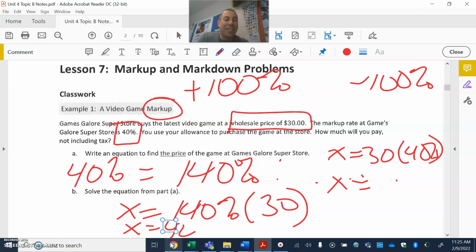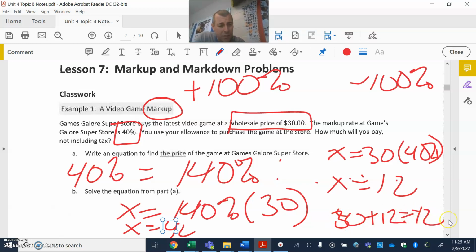So hit the rewind button here. We find 30 times the 40%. What we're going to get here is a 12. 30 times the 0.4, however you want to look at it. So what we do then is take the $30, add on the 12, and look what we get. We get our 42. And there's the idea. 30 is the whole amount, 100%. We're adding on the 40%.